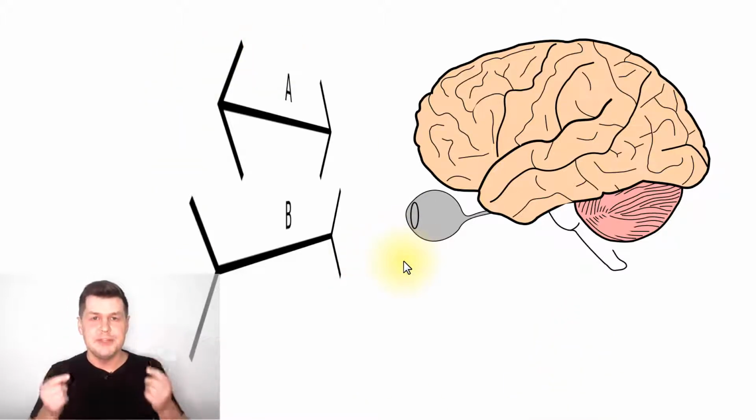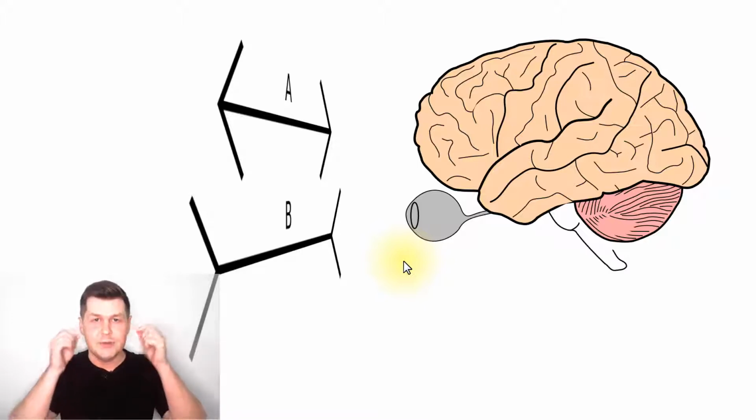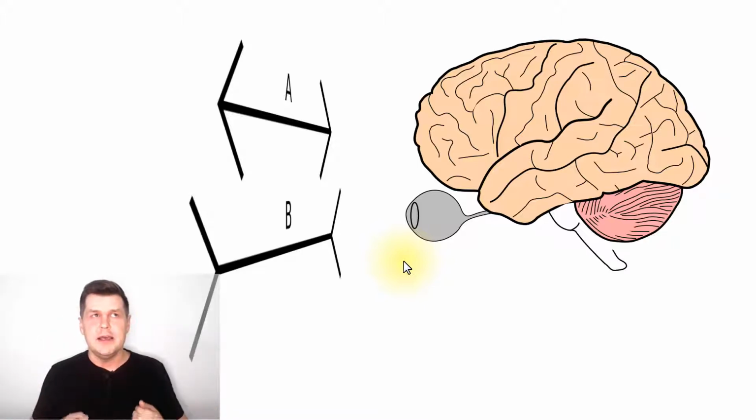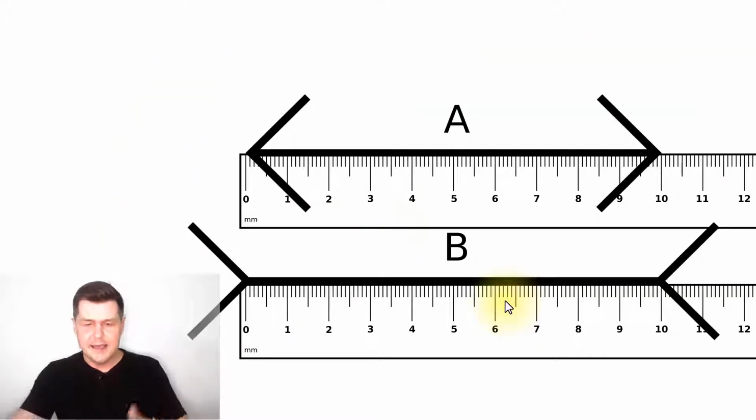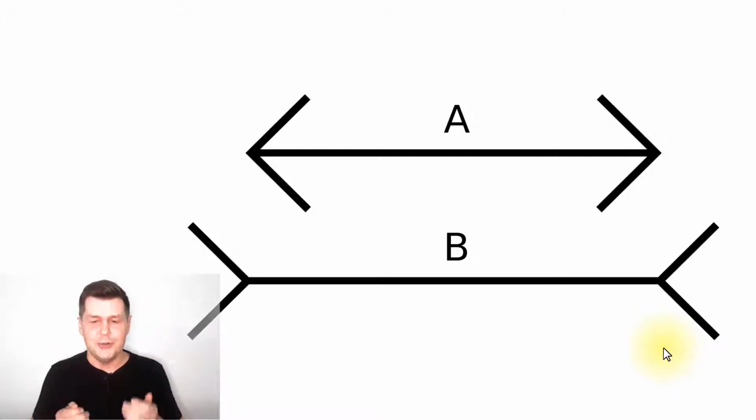Optical means something to do with our sight, with our eyes, with seeing, and illusion is something that is not really there or is not how it appears. So an optical illusion is when we see something that's different from how it really is, or when we see something that's not really there. That's an optical illusion. So in this optical illusion, even though line A and line B are the same length, they're both 10 centimeters long here, line B looks longer to us than line A.